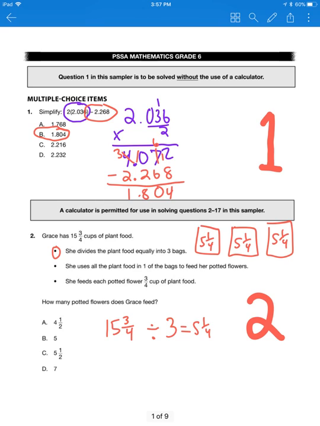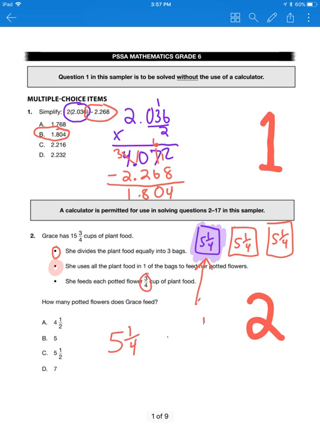Now, step 2, it says she uses all of the plant food in one of the bags to feed her potted flowers. All right, so let me think about that one here. So let me get rid of this problem here. So she is going to use all of the plant food. Let's say she uses all of that I shaded purple to feed her potted flowers. Now, that kind of takes care of part 2, I think. Now, part 3 says she feeds each potted flower 3/4 cup of food. So that means, remember, she's using all of this. She's using 5 1/4 cups.